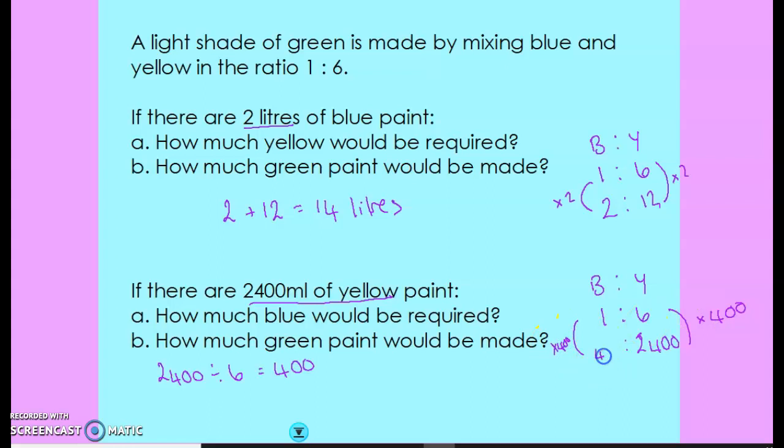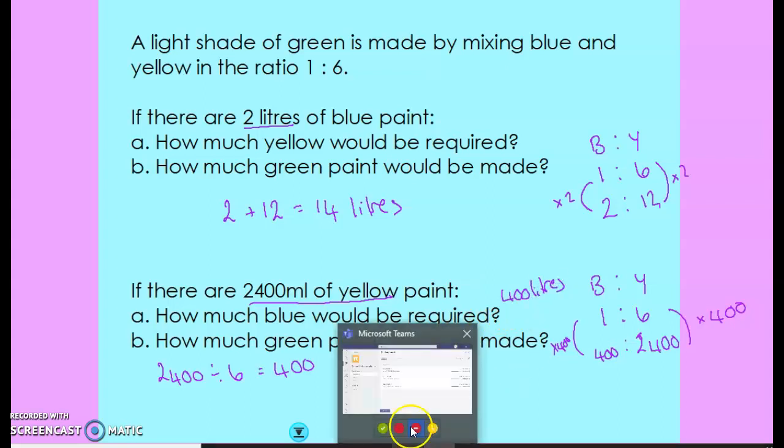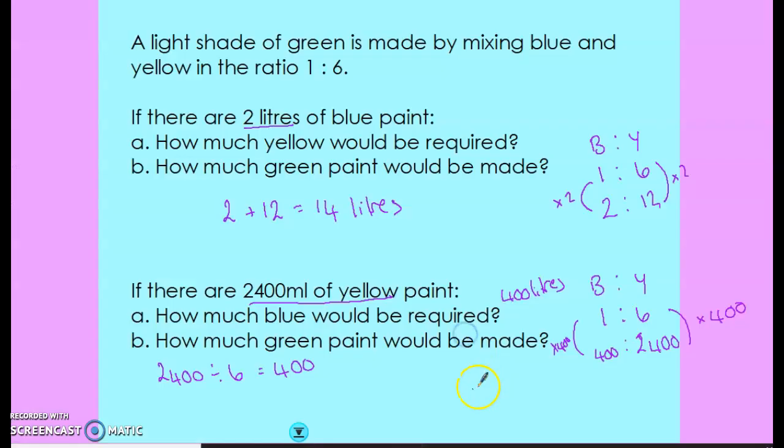I do the same to this side. So it would be 400 litres of blue paint. How much green paint would be made? Got 2,400 of yellow plus 400 of blue, which is 2,800 litres.